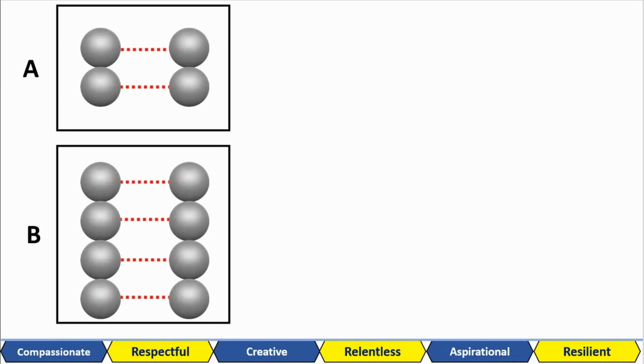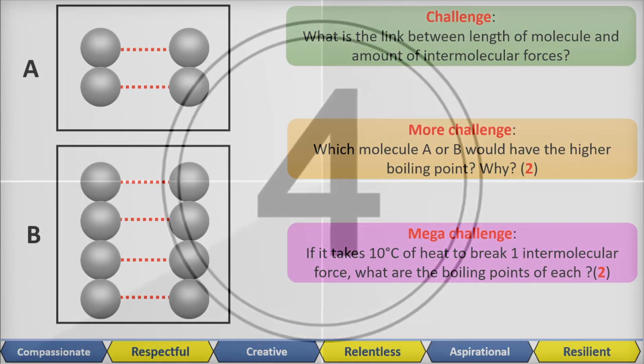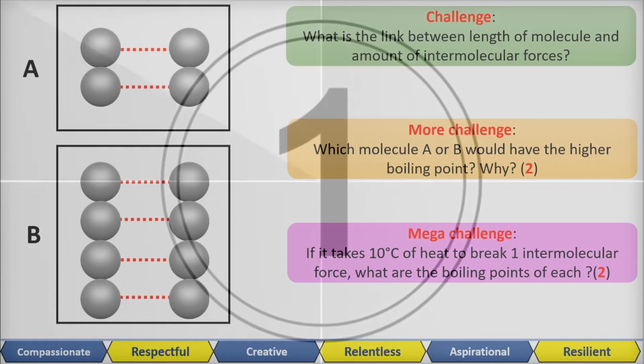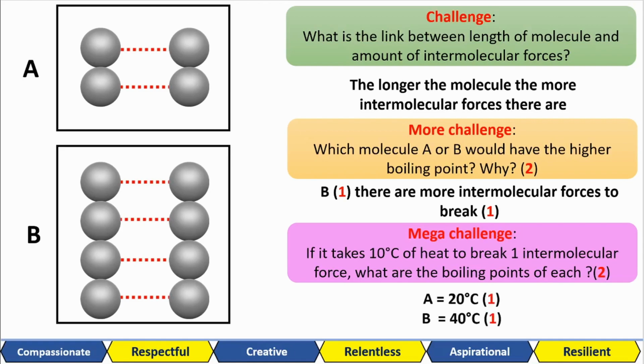Here we have 2 molecules, A and B. I've got these 3 challenge questions for you. Pause and attempt them. We can see that the longer the molecule, the more intermolecular forces you have. This means that B would have a higher boiling point because there are more intermolecular forces that you need to break. If each intermolecular force needs 10 degrees of energy to break it, A would boil at 20 degrees Celsius and B will boil at 40 degrees Celsius. It's a lot more complicated than that, but we can run with that for now, okay?